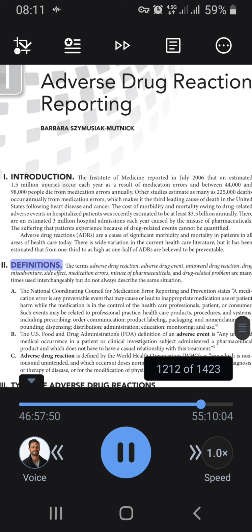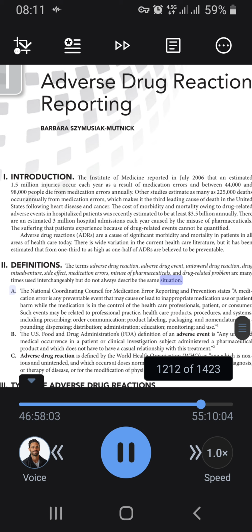Definitions. The terms adverse drug reaction, adverse drug event, untoward drug reaction, drug misadventure, side effect, medication errors, misuse of pharmaceuticals, and drug-related problem are many times used interchangeably but do not always describe the same situation.